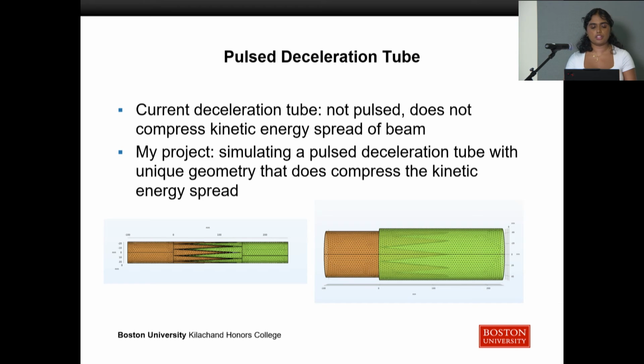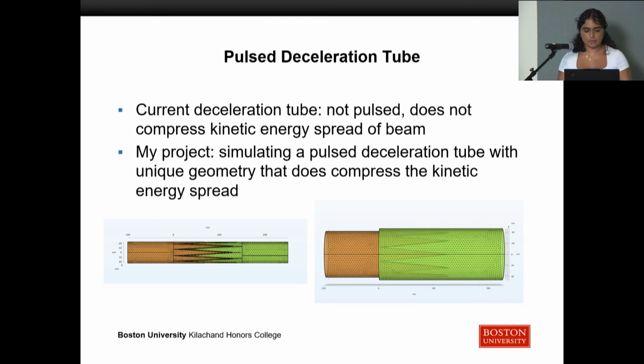The current deceleration tube used at the Borealis experiment that I showed previously is not pulsed and doesn't do anything to compress the kinetic energy spread of the beam. It only slows down the particles, and this results in a lot of particles being lost in the process of getting them into the particle trap.